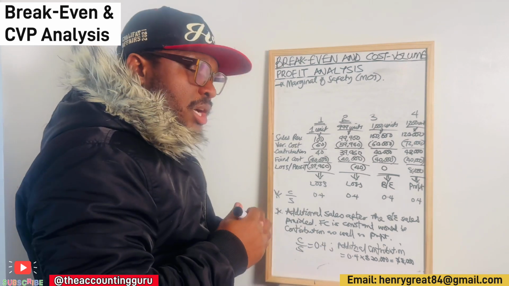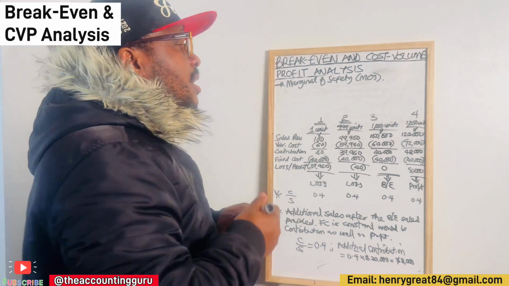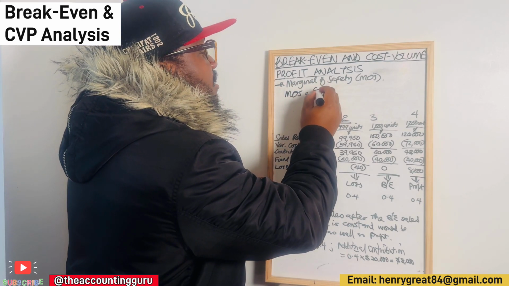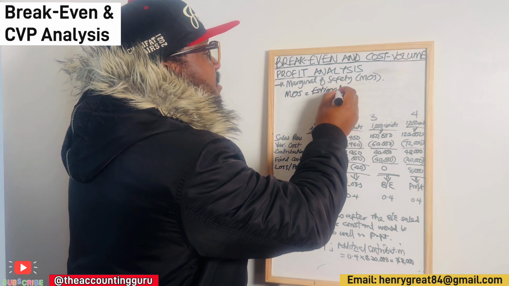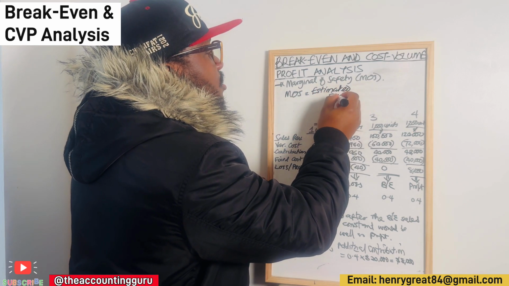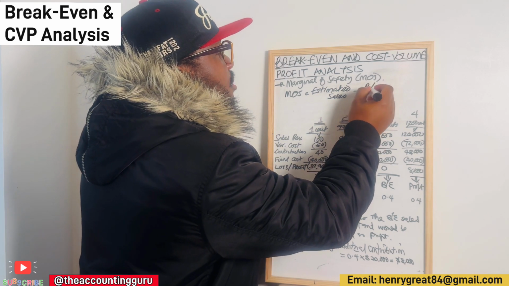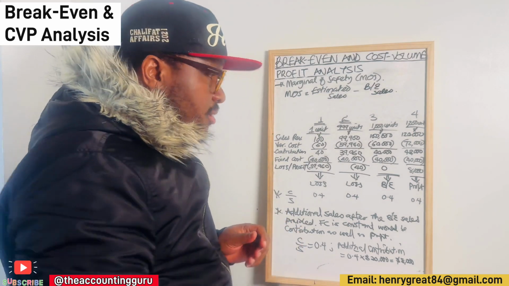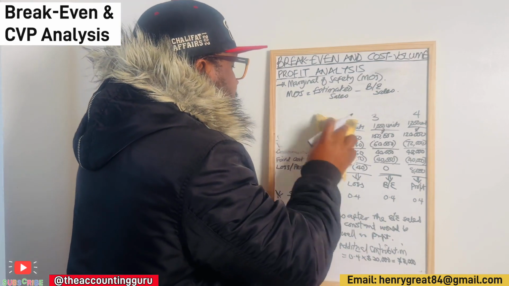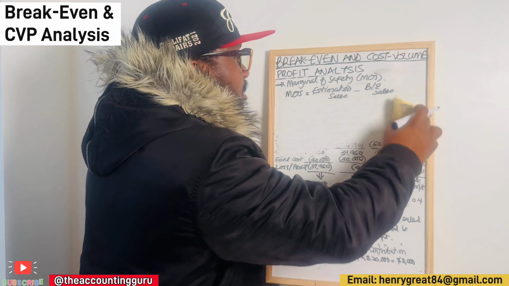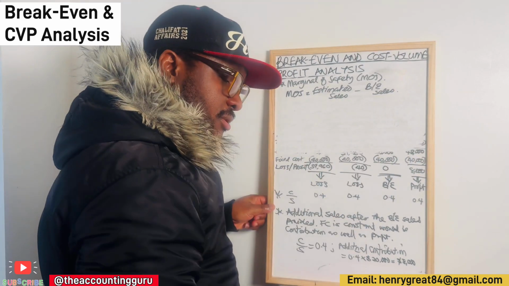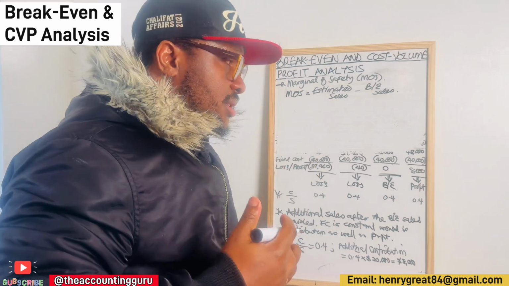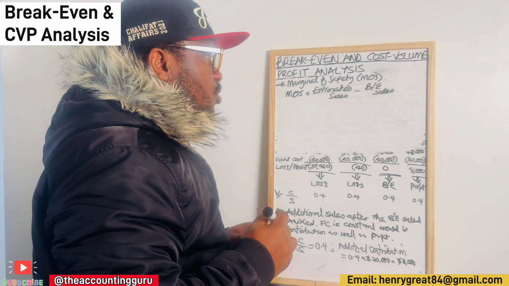Fine, good. So how do you calculate margin of safety? Technically, we say margin of safety, which is MOS, is the difference between what? Estimated sales and break-even sales. Perfect. So if we have this as margin of safety, please note it can be in units, it can also be in value.